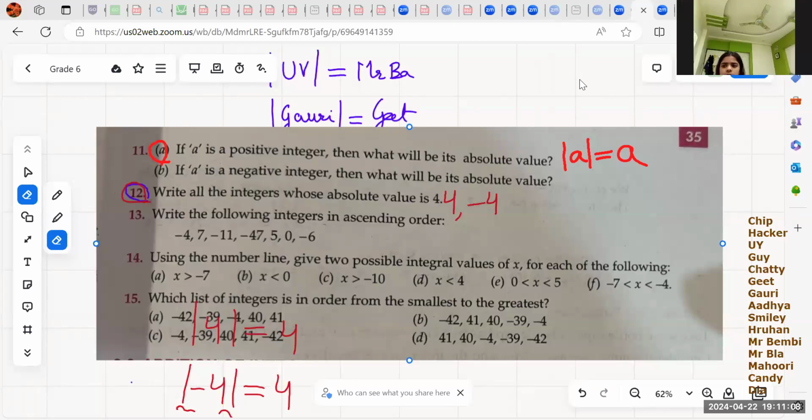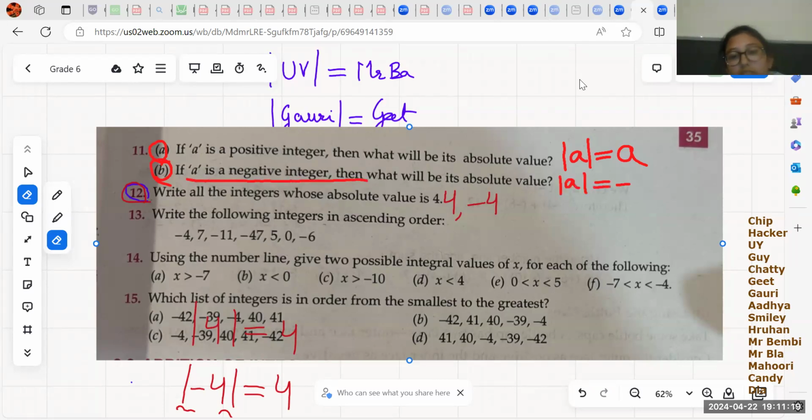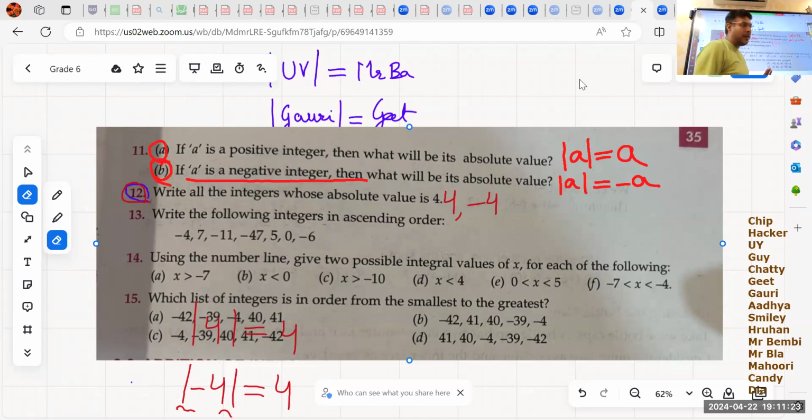Next question: if a is a negative integer, then its absolute value will be minus A. Student: I did not get it, can you please explain once more? I can explain it once more, beta. The distance will be the same.